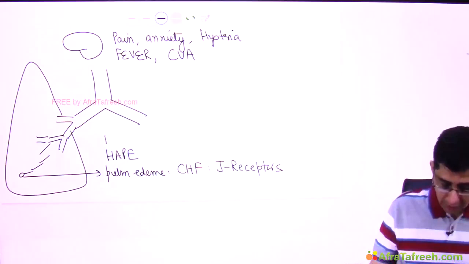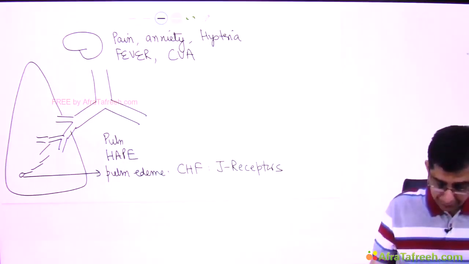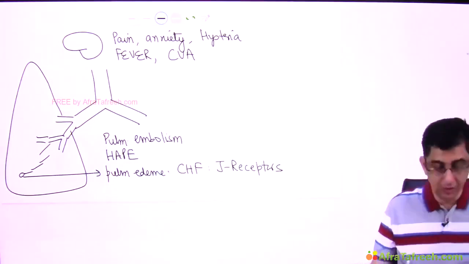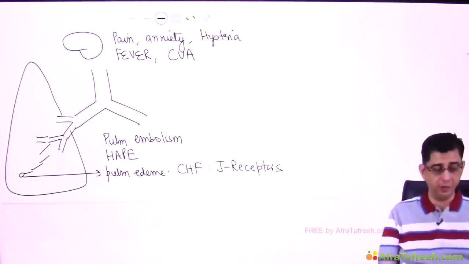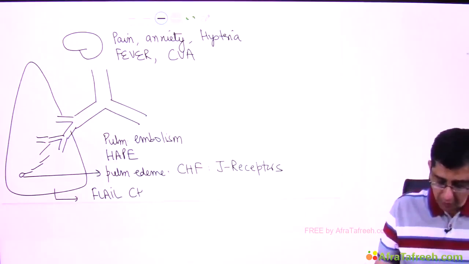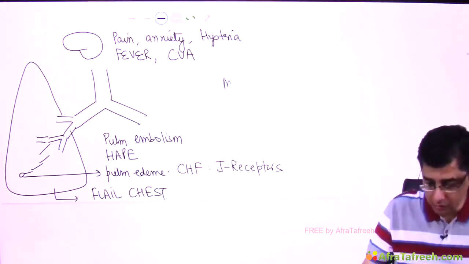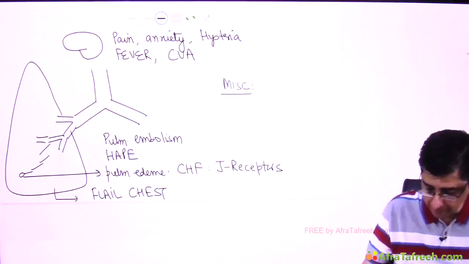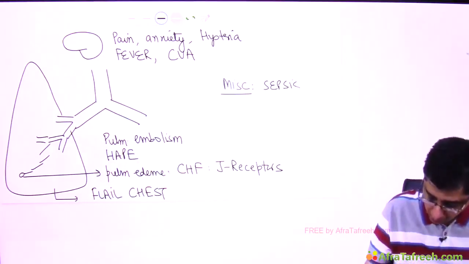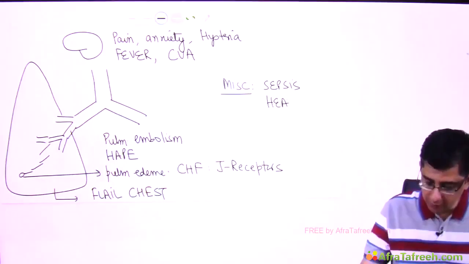Then you could obviously write conditions like pulmonary embolism, which could contribute to respiratory alkalosis in the initial phase, with fast breathing in a patient. Then a flail chest is also included in causes of fast breathing and can contribute to respiratory alkalosis in a patient. Then miscellaneous causes could be like septicemia. Miscellaneous causes could be like heat exposure. They can talk about heat hyperpyrexia.